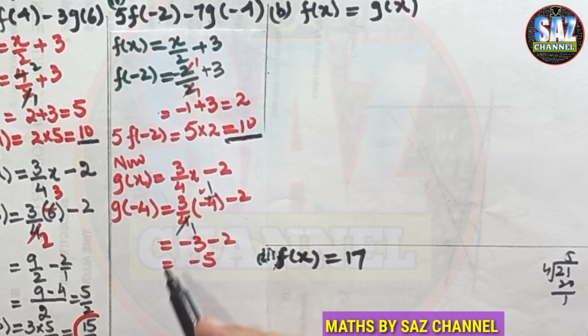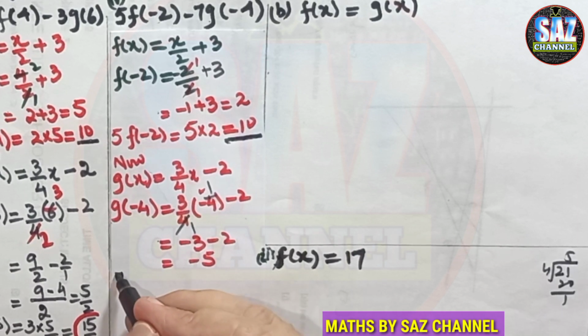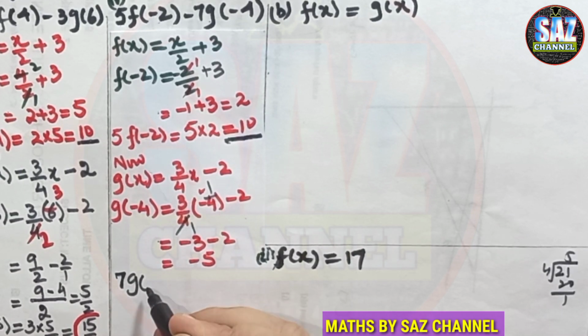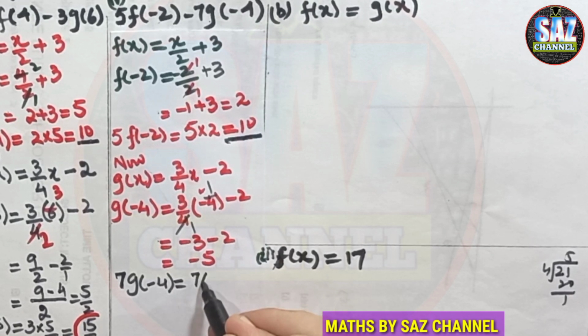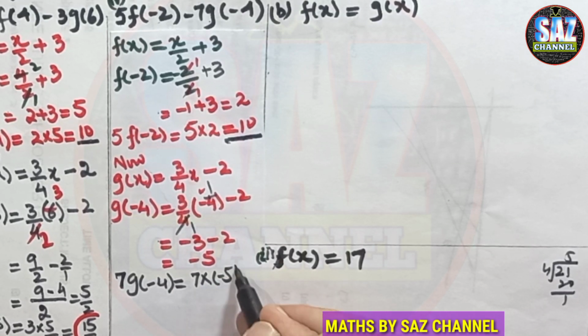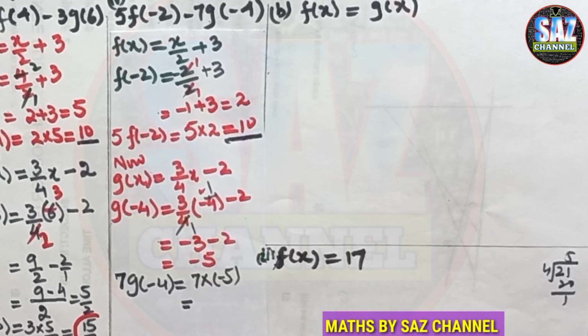7g of minus 4 means I have to multiply this answer by 7, and my answer will become minus 35. 7 times 5 is 35 with a minus sign. Now underline and block this answer.